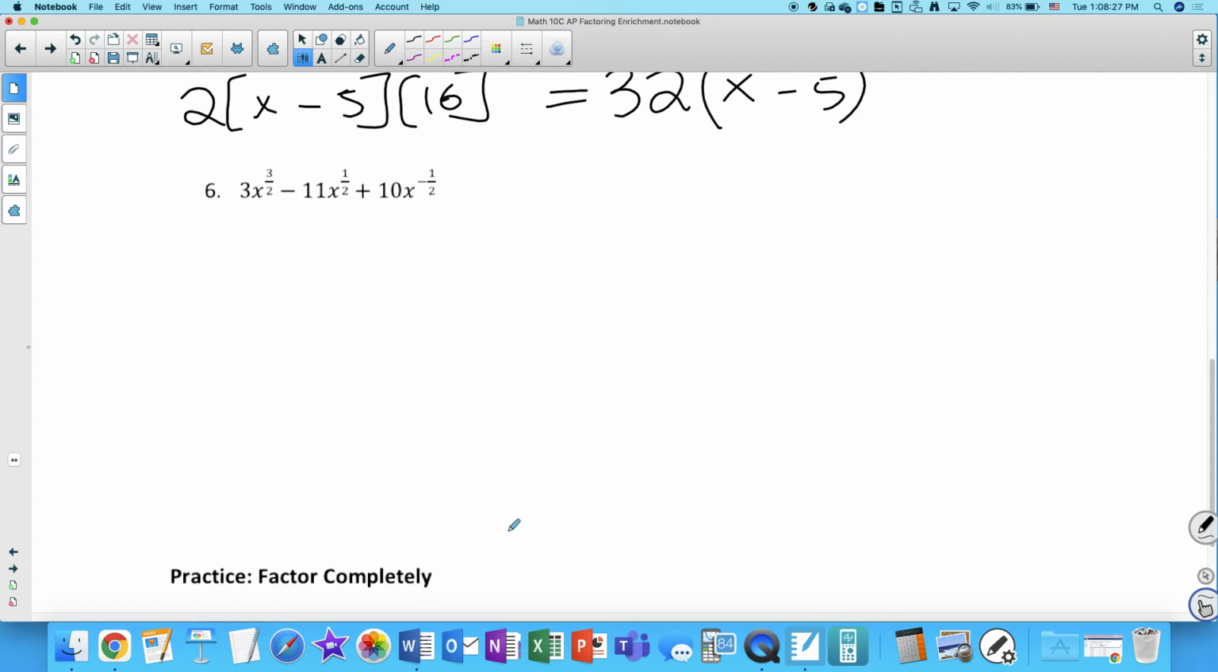Okay, what I want to try and do is see if I can make the last term a constant. Because if it's a constant and there are 3 terms, maybe what's left will be of the form ax squared plus bx plus c. If this is a constant, I have to take out an x to the negative 1/2. So I'm going to take out an x to the negative 1/2. Now, the last term should be plus 10. Let's just start with that.